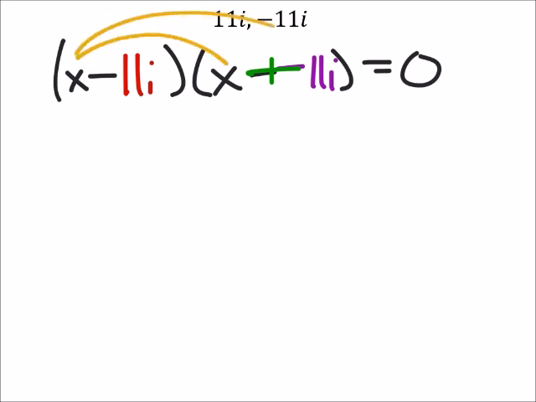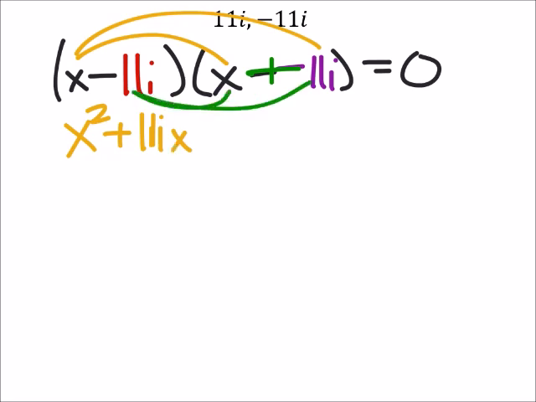And just in case we don't, we can distribute that x, giving us an x squared plus 11, I guess we'll say ix. And then we'll distribute this negative 11i. So that gives us a negative 11ix. And then we got that negative 11 times that positive 11, which would give us a negative 121. And then the i times the i gives us this i squared here. And all this is equal to 0.